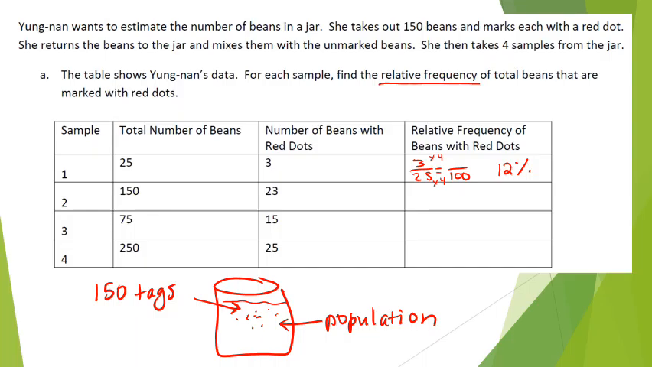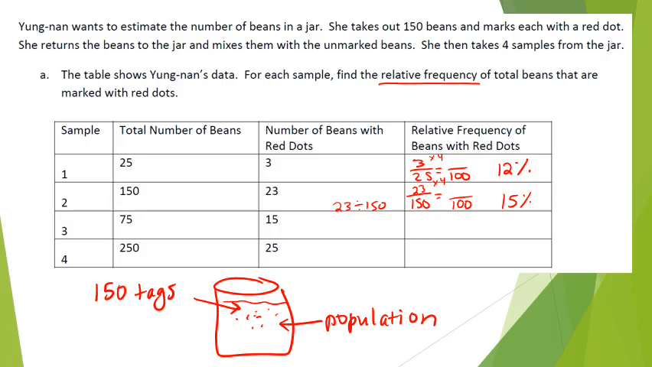For sample 2, 23 out of 150 had red dots. So again, I want to think about what part of that is out of 100. Another option for finding the percentage is you can divide 23 divided by 150, and you can look at that as a decimal and think about how many hundredths is that. So if I do that, I can see this is about 15 1/3%. I'm just going to say 15%.